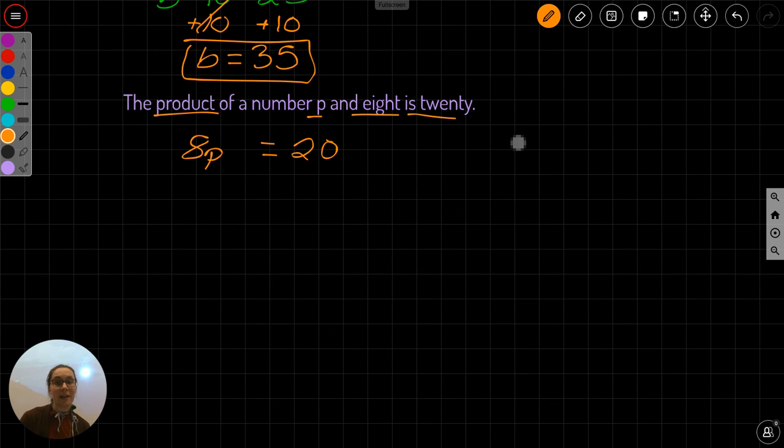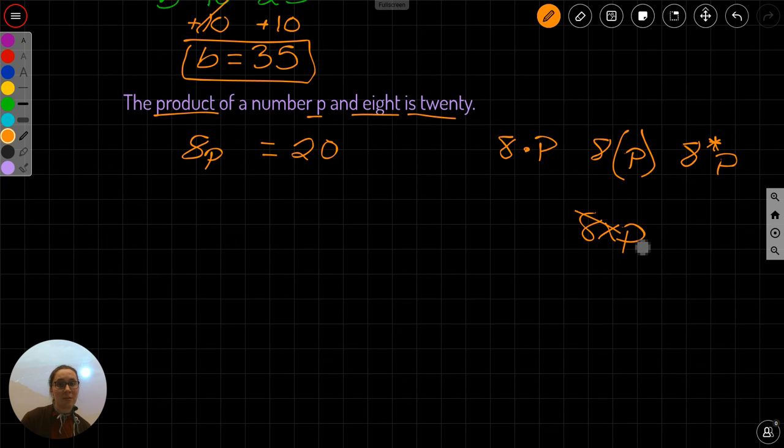You can do 8 times p or 8 times p. And on a computer, you would do 8 times p, as long as you do not do this. Do not do that, because that just looks like 8 times x times p, and that's not what we want.